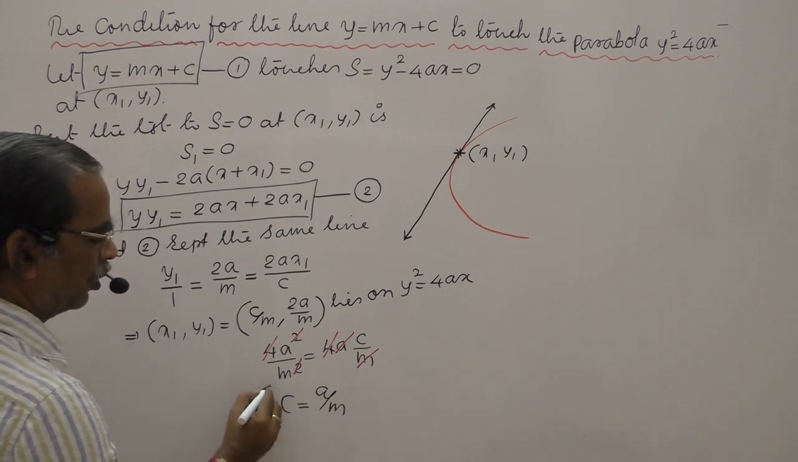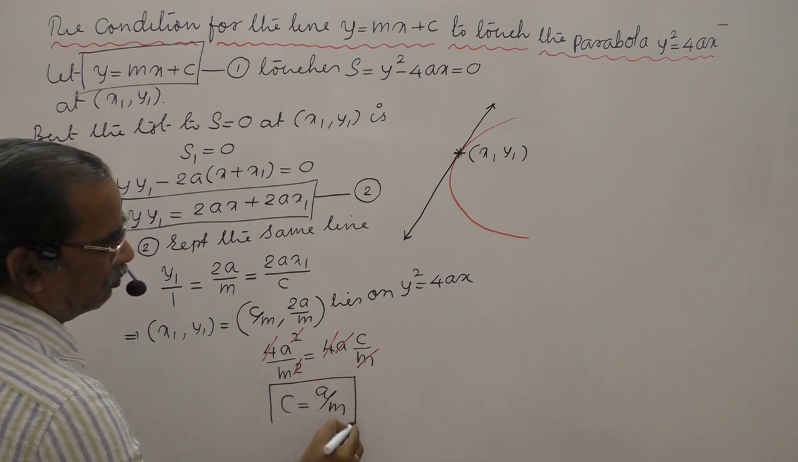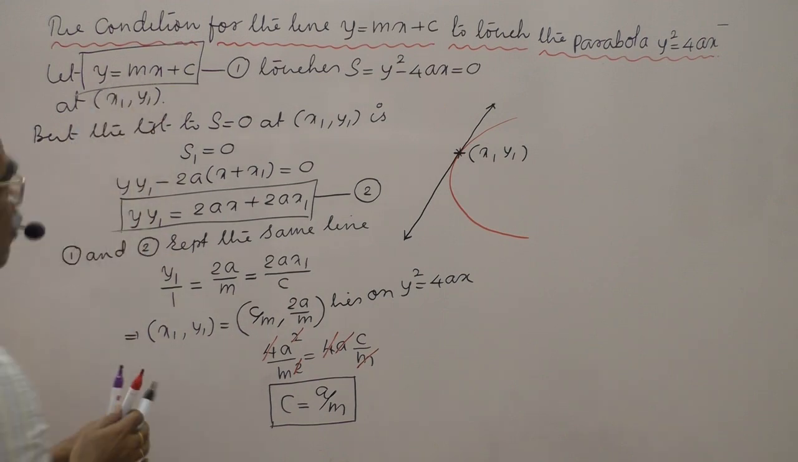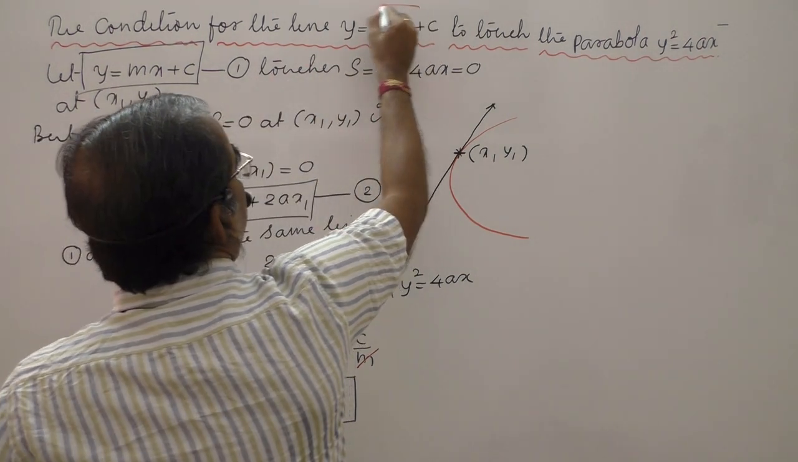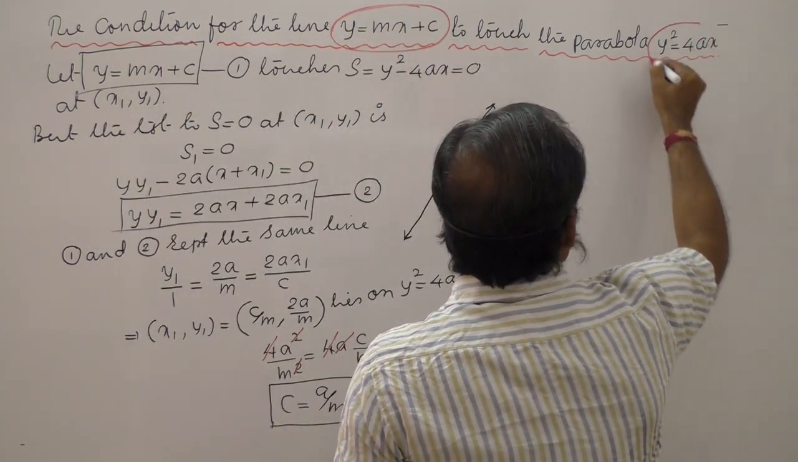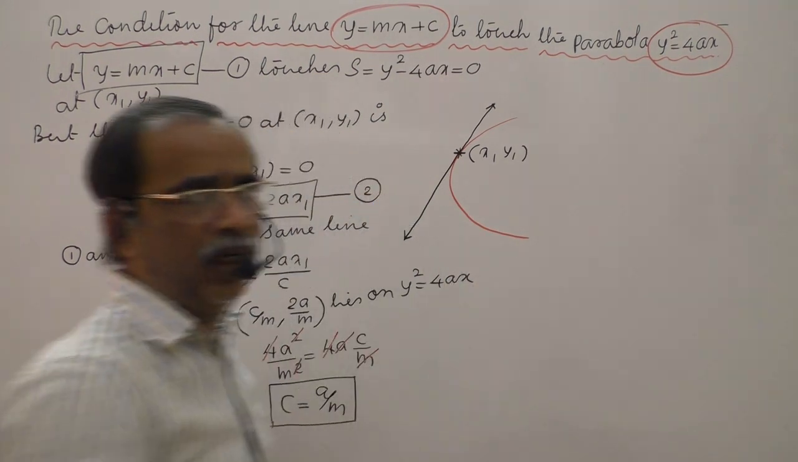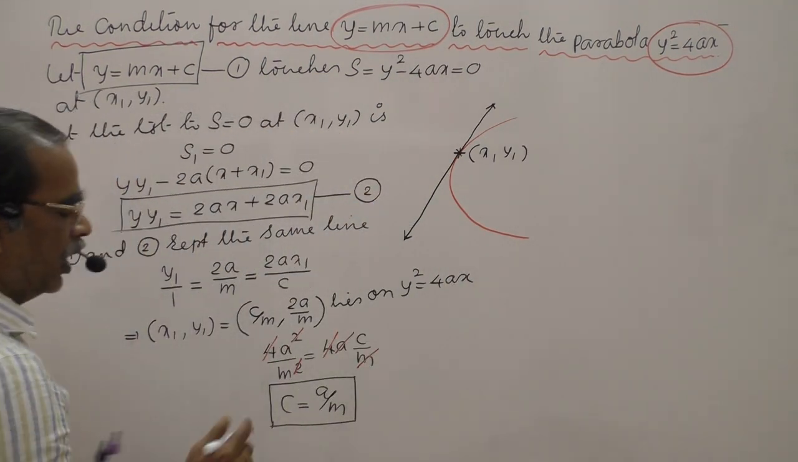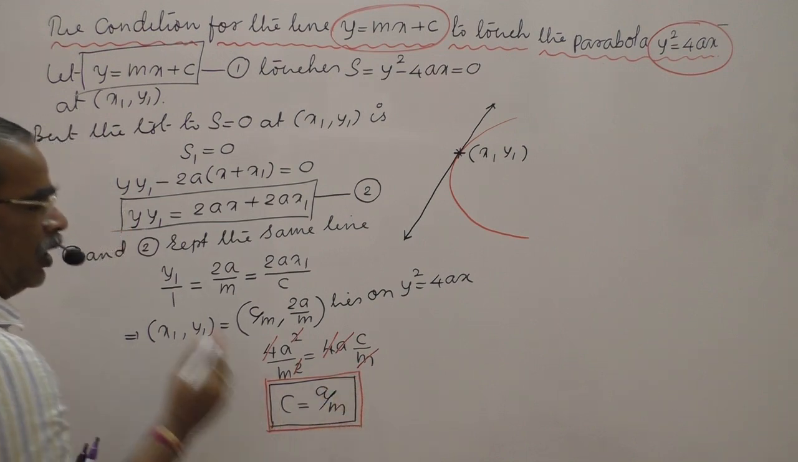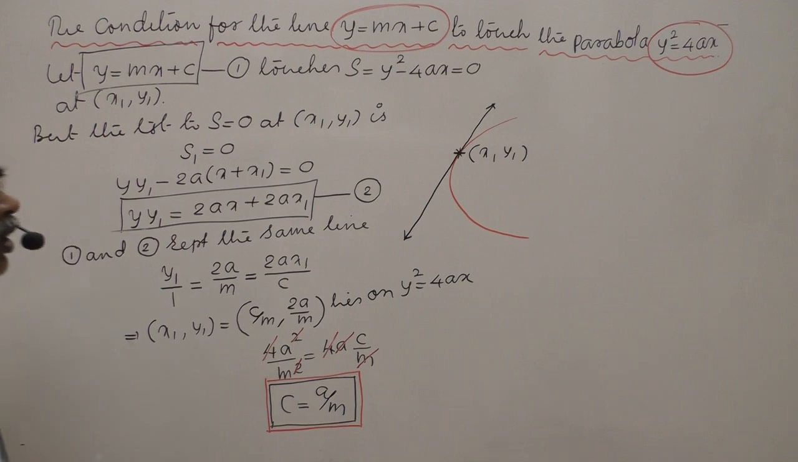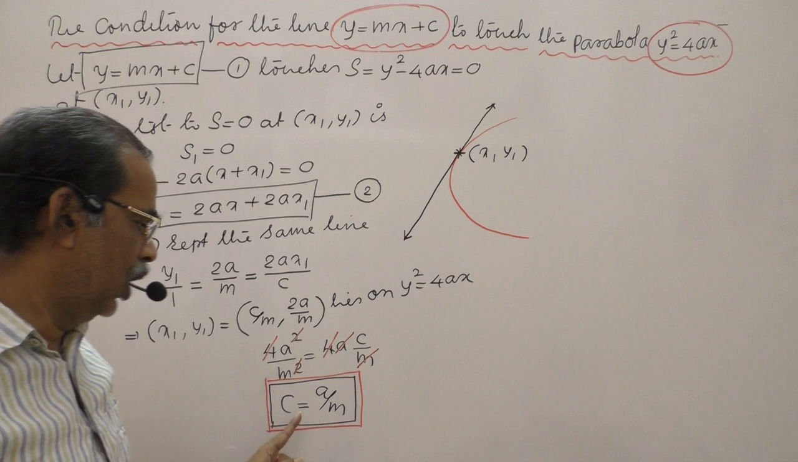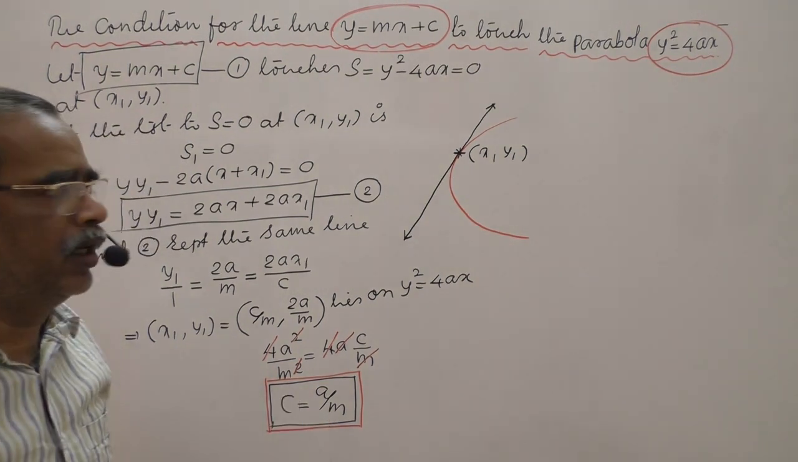Therefore, the most important condition for the line y is equal to mx plus c to touch the parabola y square equal to 4ax: what is the condition? The condition is c is equal to a by m. And the point of contact. This line is touching the parabola. It will touch the parabola when c is equal to a by m.